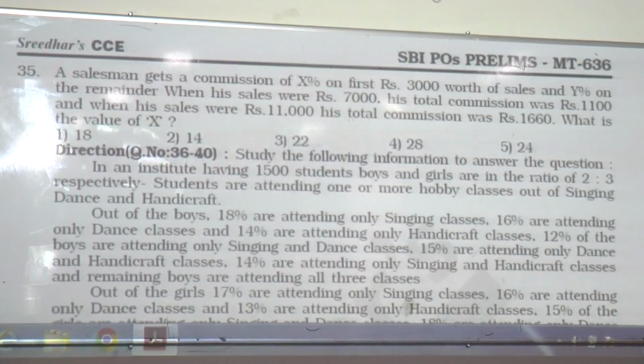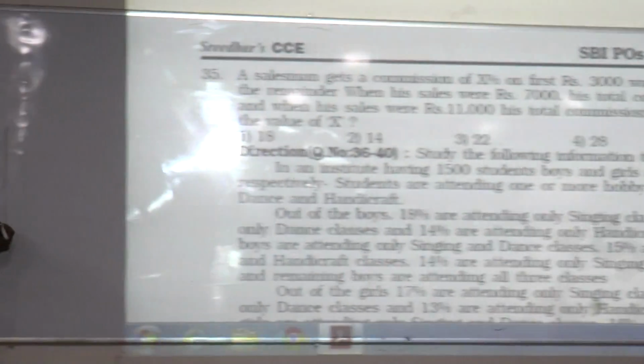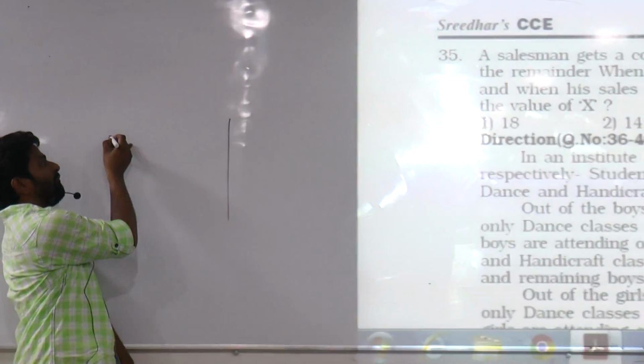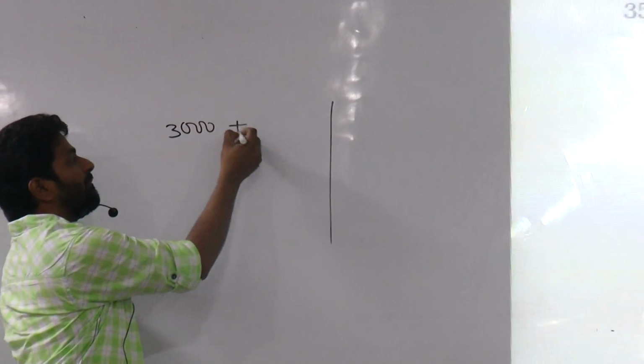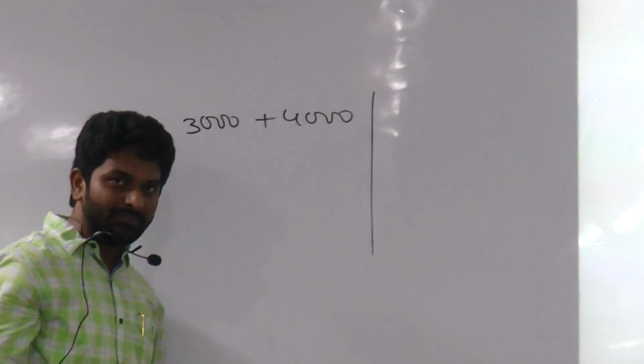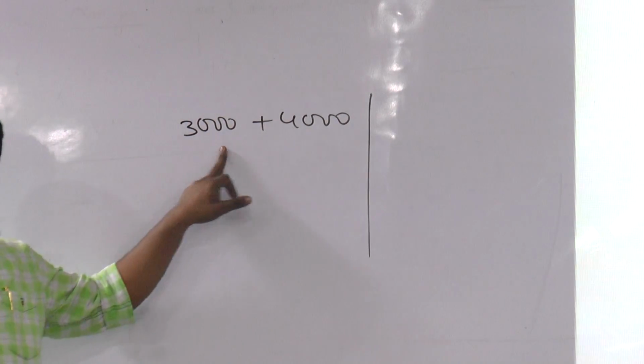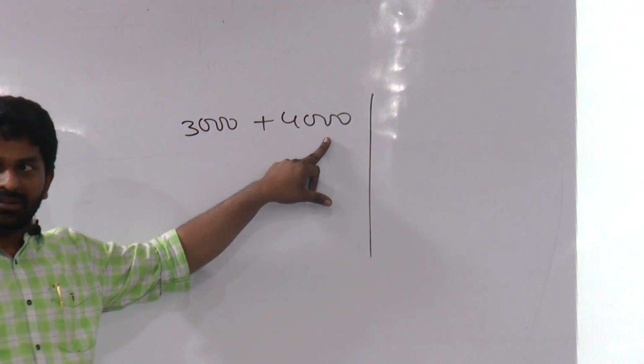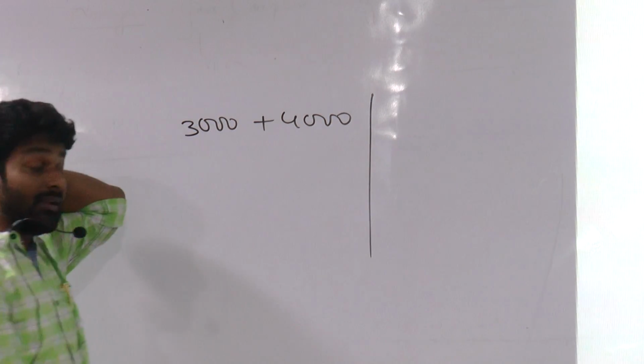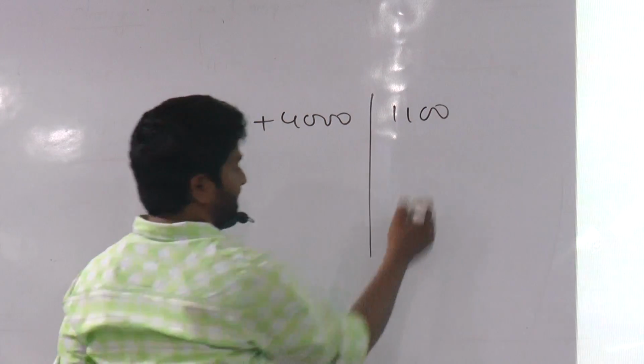So first value is 7,000. If total sale is 7,000, out of that 7,000, we will divide it like this: 3,000 one part and then 4,000 another part. On this he will get X%, on this he will get Y%. Clear everybody? Right, and then he is now getting 1100 rupees commission.